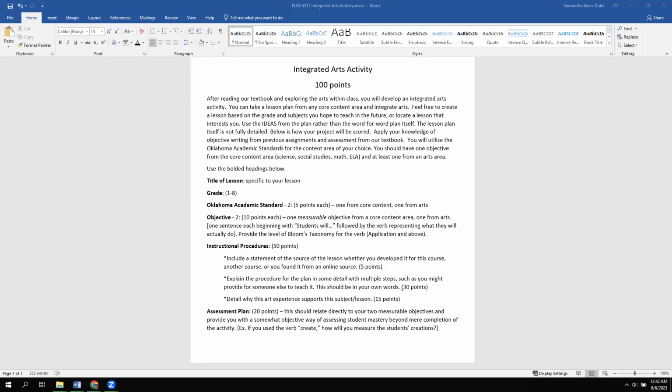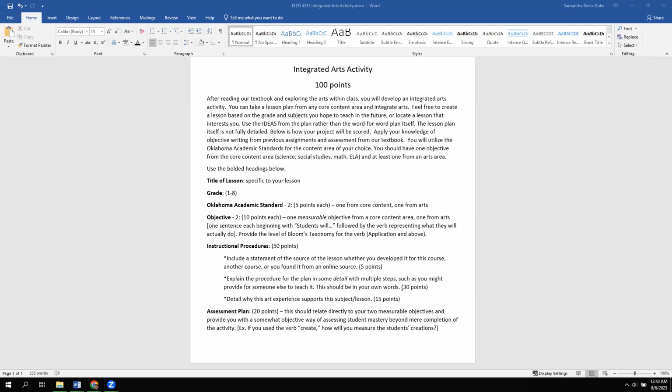This is your chance to integrate an arts activity into one that comes from a core content area: science, social studies, math, language arts, reading. So we're going to walk through step by step what it is you're going to do with this.